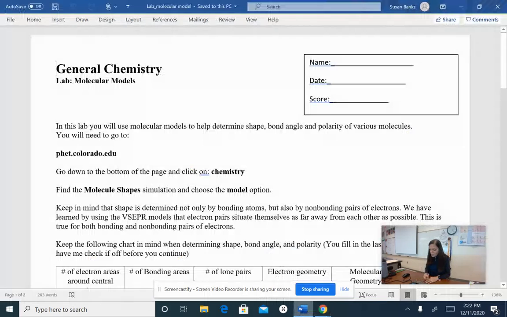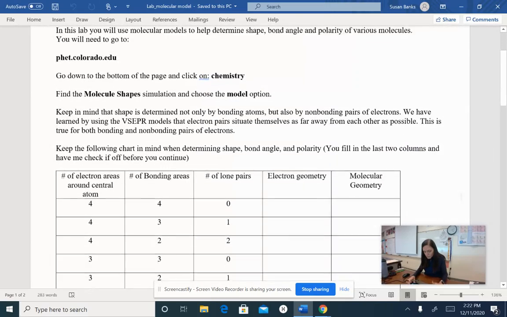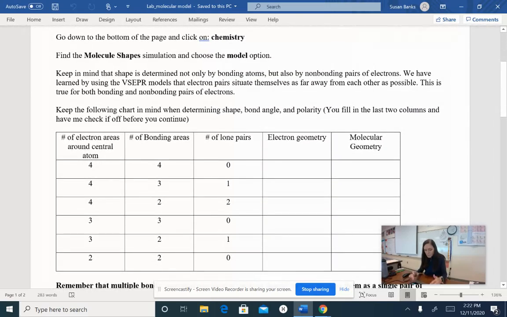Let's go back to this document that I have embedded in this module. This is the document that you're going to use to write down your answers to different things in the lab. And then you're going to use your responses in this document to answer the questions in the Canvas module. So the first thing we want to do, once we get into this PhET, is start constructing our table of how our shapes are going to go.